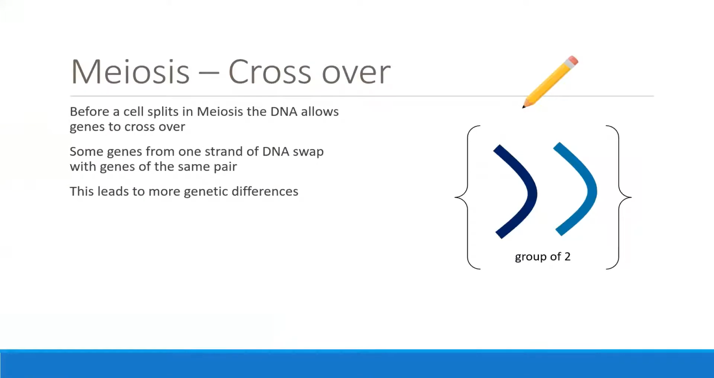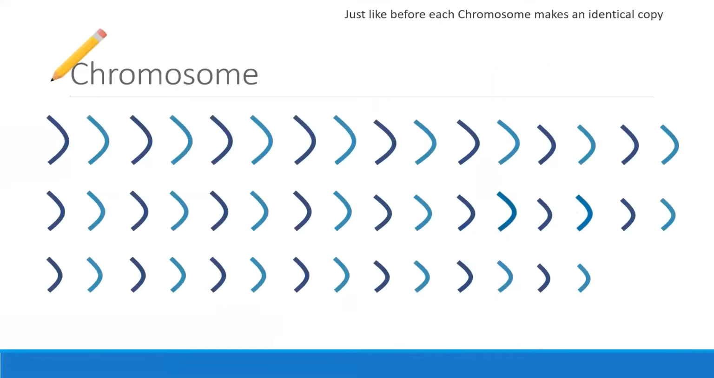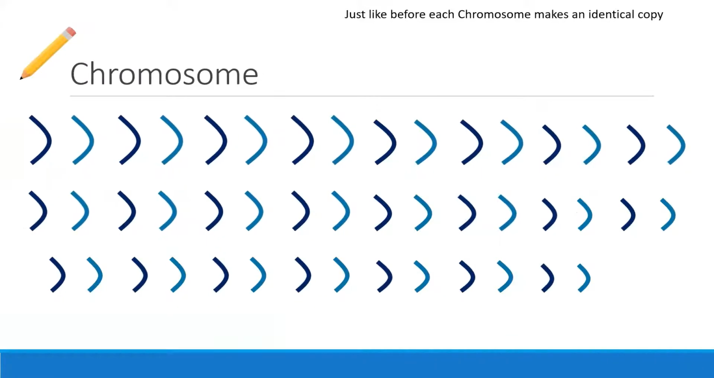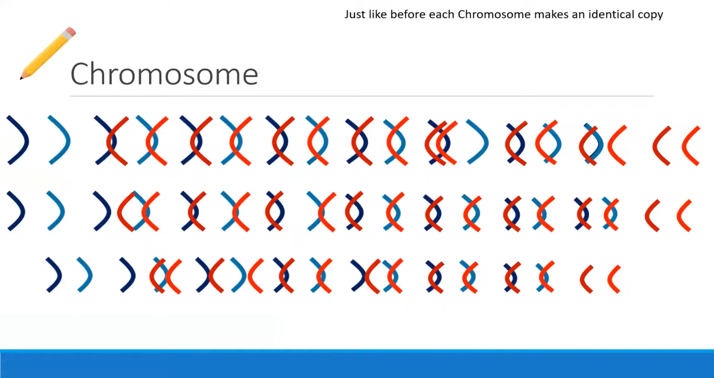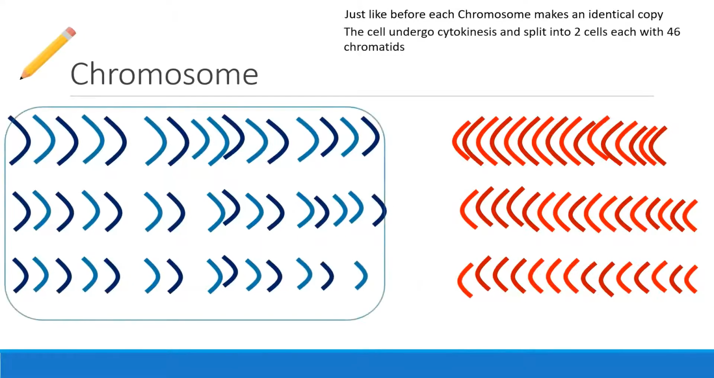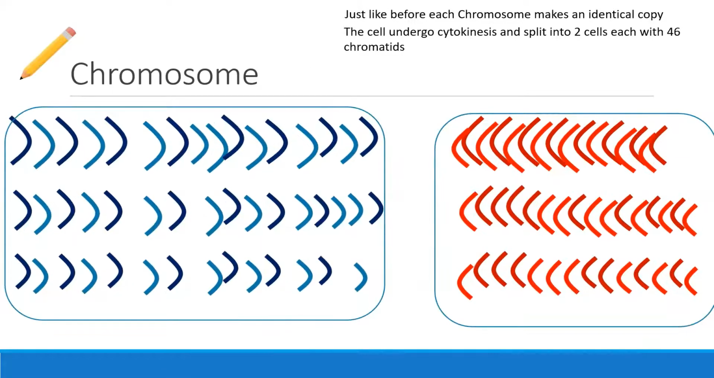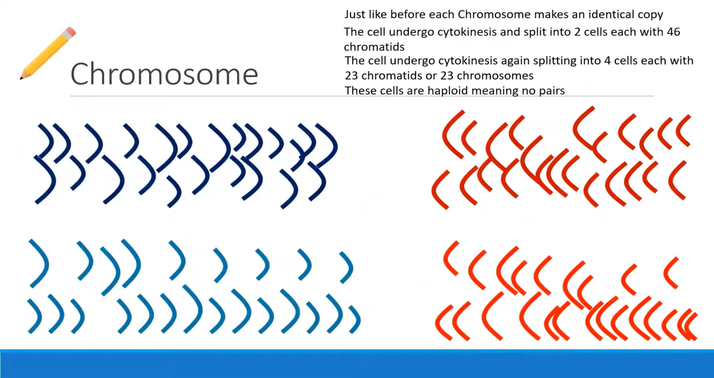How does it work? First, you take your pair, group of 2, and you swap some bits and pieces. That's like shuffling the deck once. Then we split the deck randomly. How? Well, first we copy everything. Then we split the copies, just like in mitosis, and then we split those copies again. So now we have four packs.